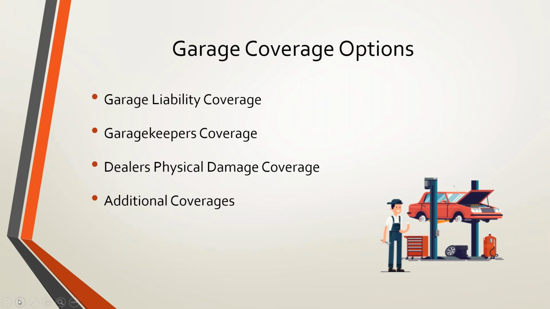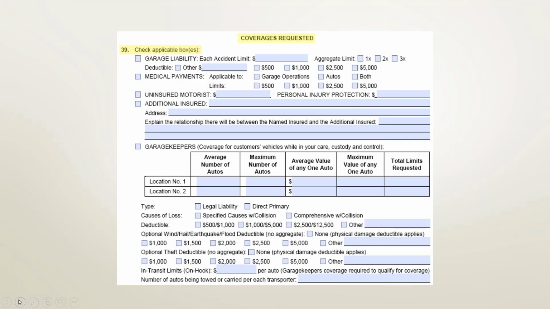All right, the last section of our garage application are all the different coverages available: liability, your garage keepers, your dealer's physical damage, and other miscellaneous coverages that we will go through shortly. So your garage liability is general liability, but it also includes coverages that are specific for a garage application. So you're going to get your trip and fall coverage, but you're also going to get coverage for resulting damage from faulty work performed, liability for test drives, auction trips, things like that.